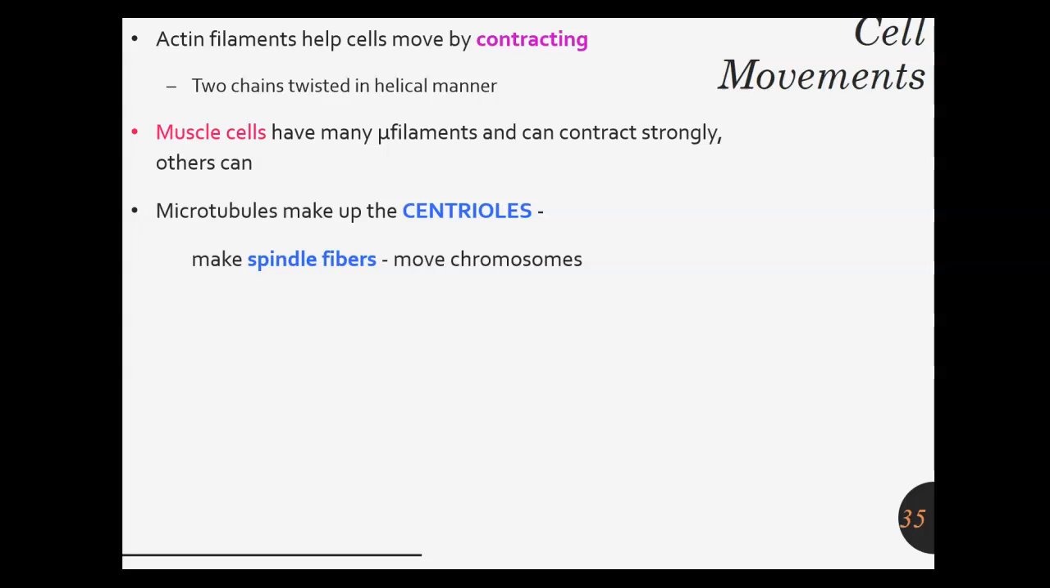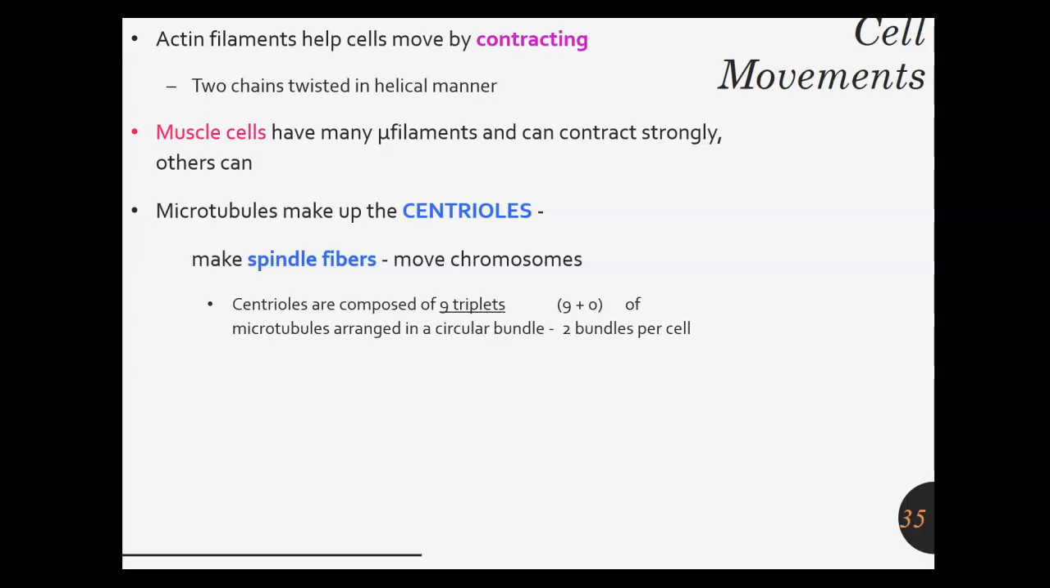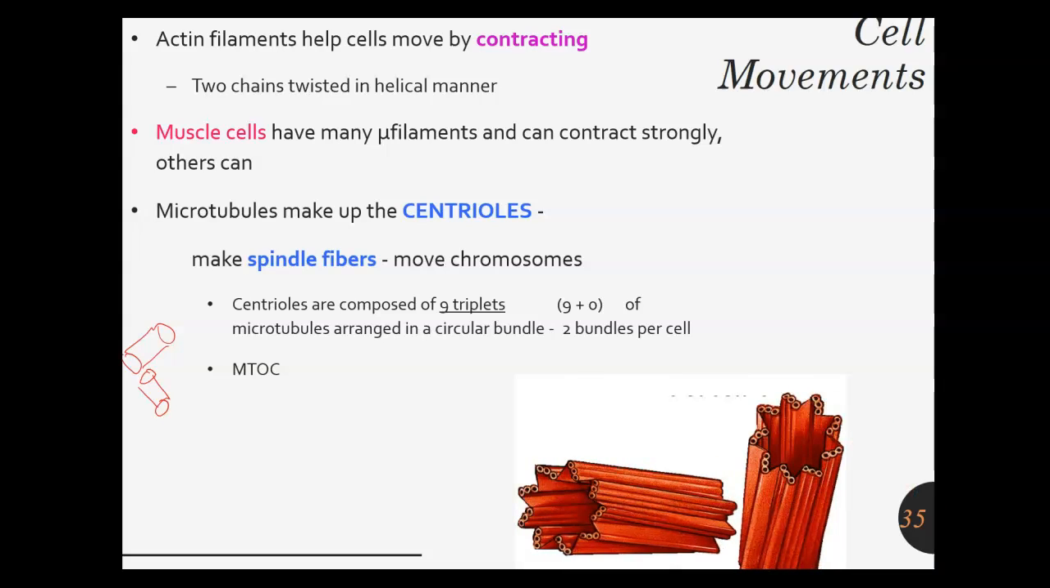Again, there's always two bundles per cell. They have what's called a 9+0 arrangement of those microtubules, and I'll show you a picture of this. If I drew a picture of this, it would look more like this. This is my rendition of the two bundles of microtubules, but I will show you what the real one looks like. So these make up the MTOC, which is the microtubule organizing center for the cell.